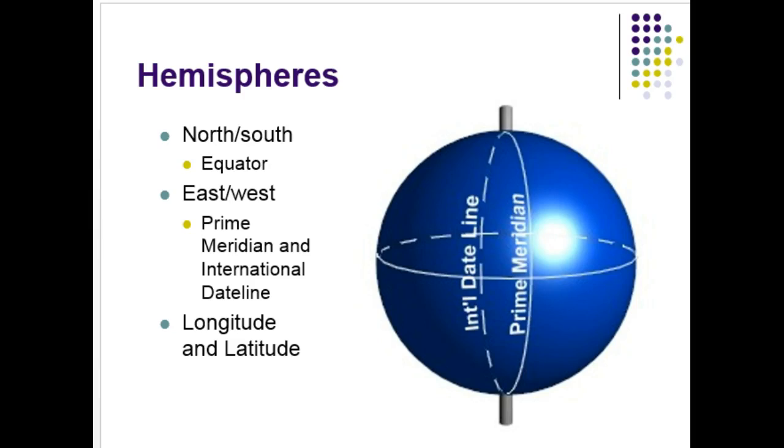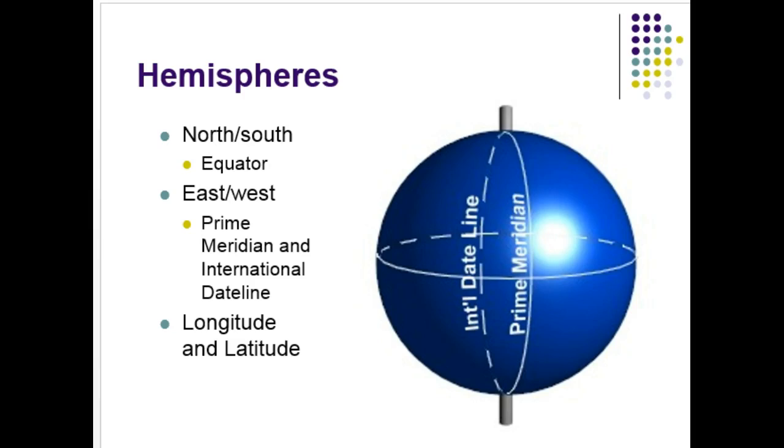If we divide the Earth in half into a north and a south hemisphere, the 0 point for these two hemispheres is the equator. If we divide the Earth in half into an east and a west hemisphere, the 0 point for our axis becomes the prime meridian on one side of the Earth, and on the other side of the Earth, dotted in there for you, is the international dateline. These become the 0 points in our axis for longitude and latitude.